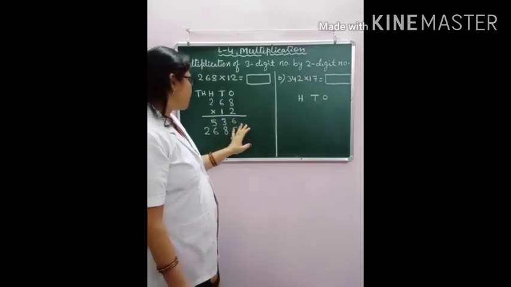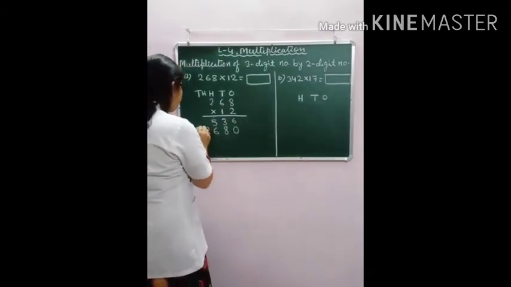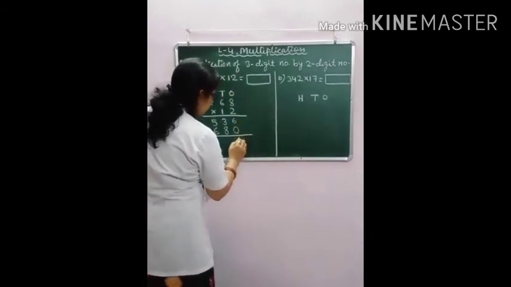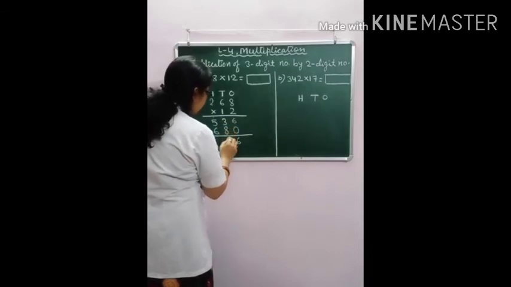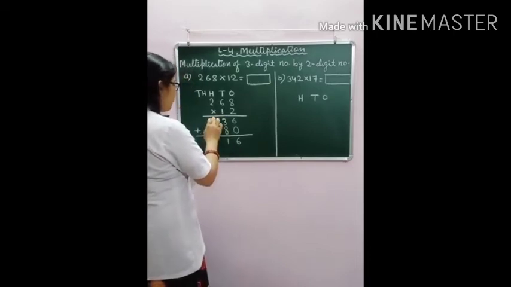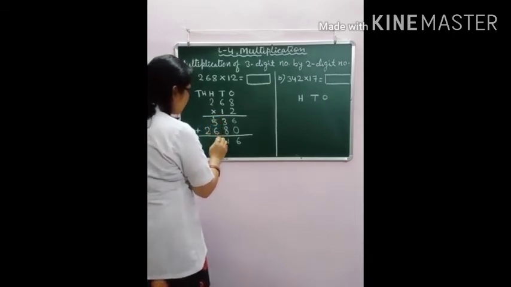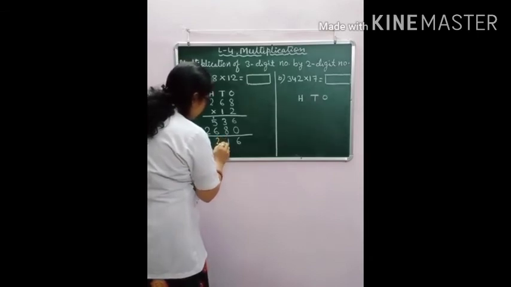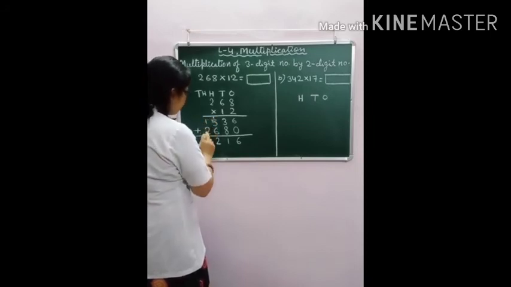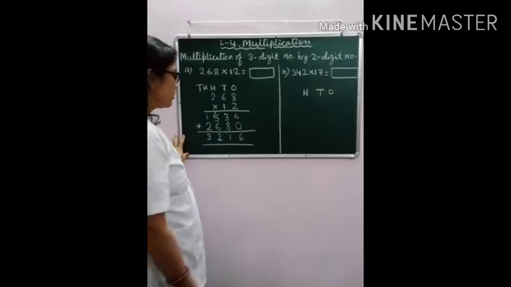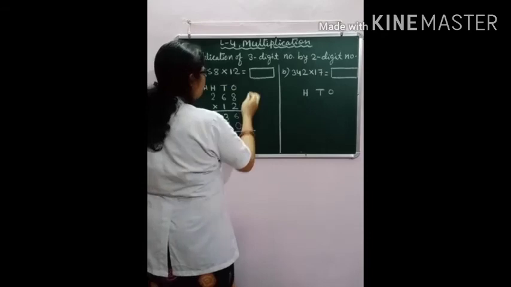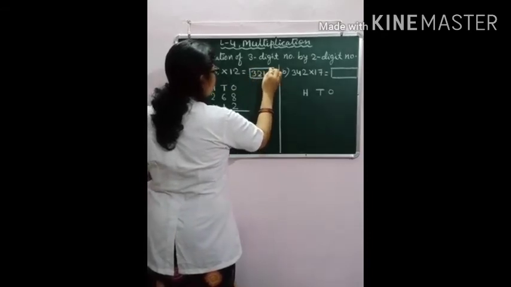Now we have two sets of numbers. To find out the product, we have to add these two sets of numbers. Now 6 plus 0 is 6. 8 plus 3 is 11. We will write 1 here and 1 will be carried forward to the next. 1 plus 5, 6. 6 plus 6 is 12. 12, we will write 2 here and we will forward 1 to the next place. 1 plus 2 is 3. This is the product of these two numbers. So 268 into 12 is equal to 3216.